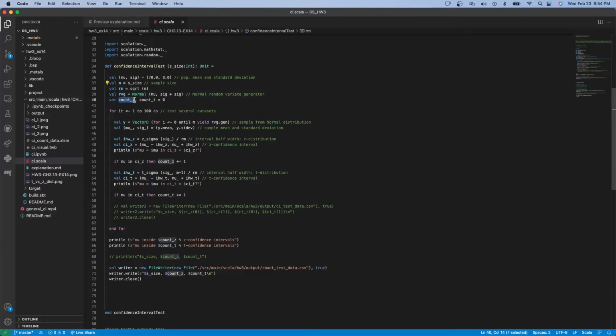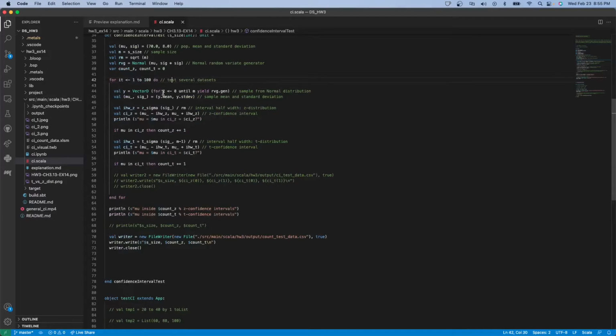And then we're going to initialize two counts. We're going to count the number of times that the population mean falls in our z confidence interval, and the number of times that our population mean falls in our t confidence interval. And then we're going to repeat this test. For each sample size, we're going to run this test 100 times.